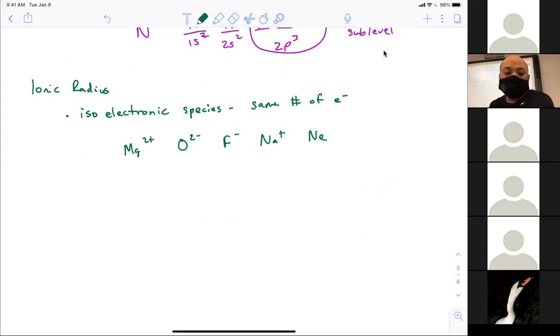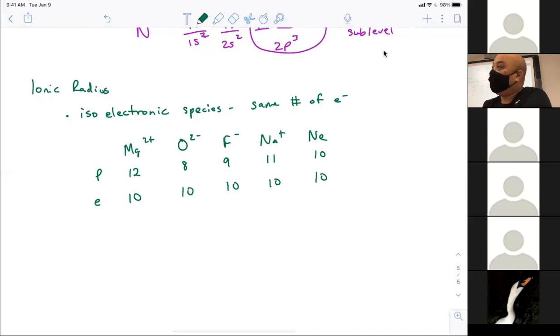And whenever you're trying to do this with ions, I always write out how many protons and how many electrons each one has. Protons: Mg has 12, oxygen has 8, fluorine has 9, sodium has 11, and Ne has 10. Therefore, Mg2+ has 10 electrons, O2- has 10 electrons, F- has 10, Na+ has 10, and Ne has 10. So what's your determining factor in this size comparison? What's going to differentiate them?